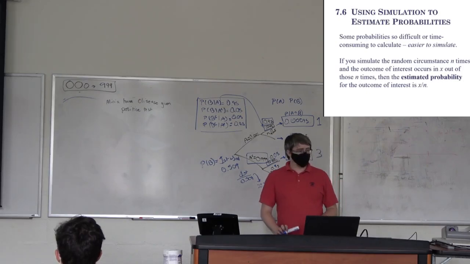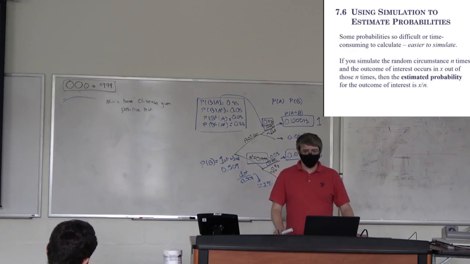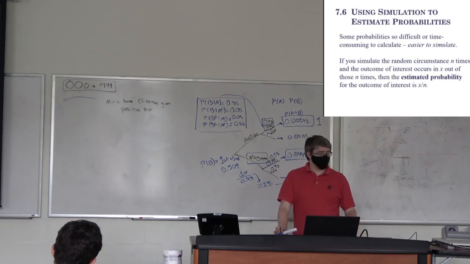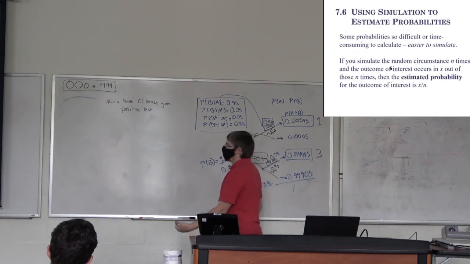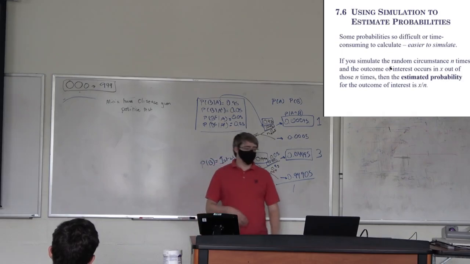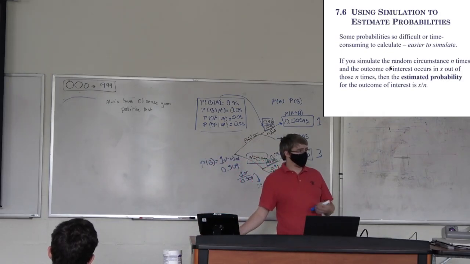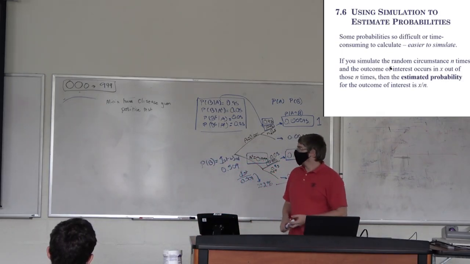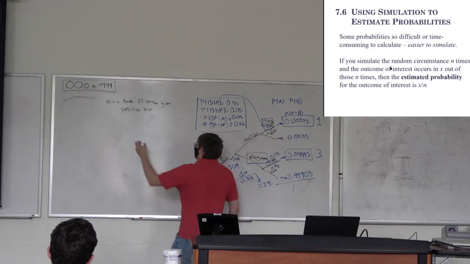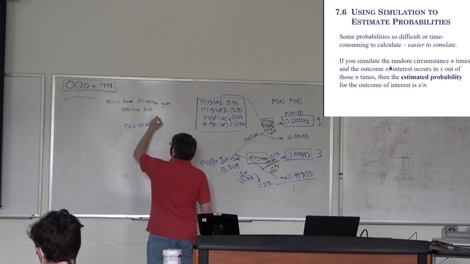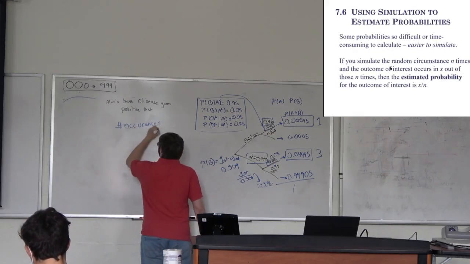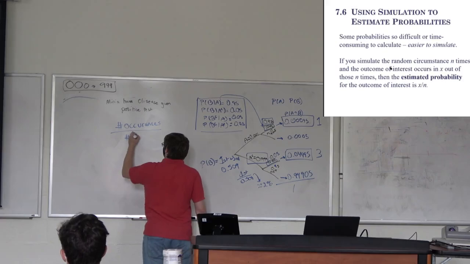I've shown an example of this, but I'll ask you directly on the test to simulate this happening 50 times or whatever. However, if you simulate something n times, and the outcome that you're interested in happens in x out of those n times, of course the probability is just going to be x out of n. Like what we had for more probabilities, it's the number of occurrences divided by the total number of times it happens.